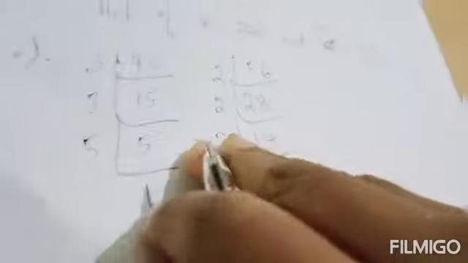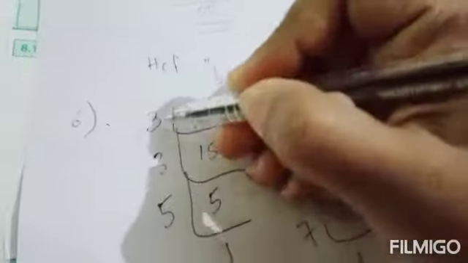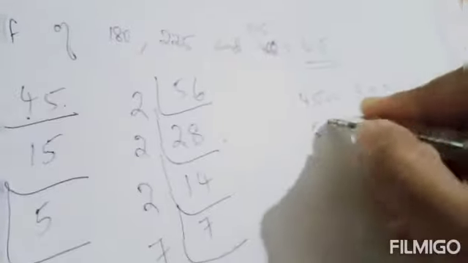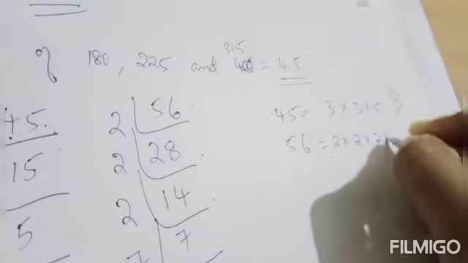So how can you write 45? 3 into 3 into 5. 45 you can write as 3 into 3 into 5. And 56, how can you write? 2 into 2 into 2 into 7.